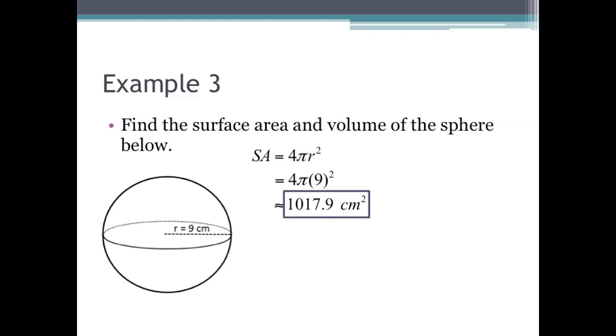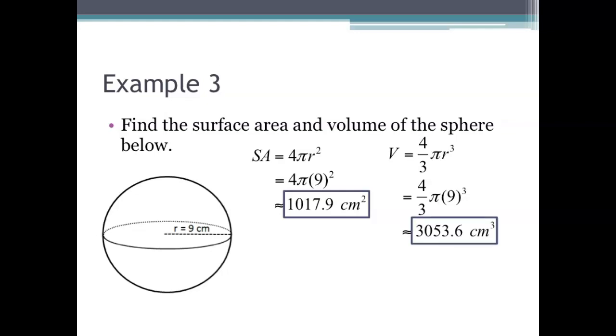Alright, and then the volume. The volume is given by 4/3 pi r cubed, and the radius r is 9, so this is 4/3 pi times 9 to the third. And again, deal with the exponents first before you multiply. So 9 to the third, and then multiply by 4, multiply by pi, divide by 3, and that gives me 3053.6, and because this is a volume, this is going to be cubic centimeters.